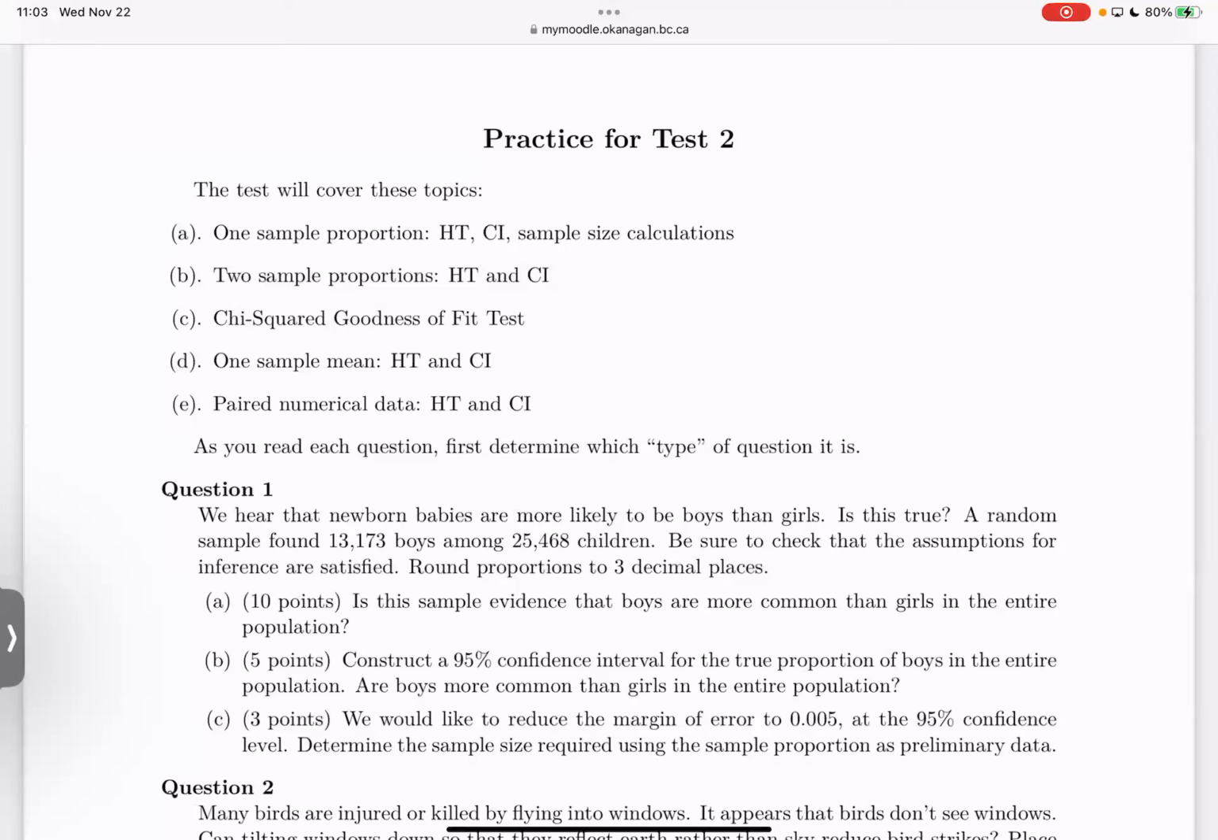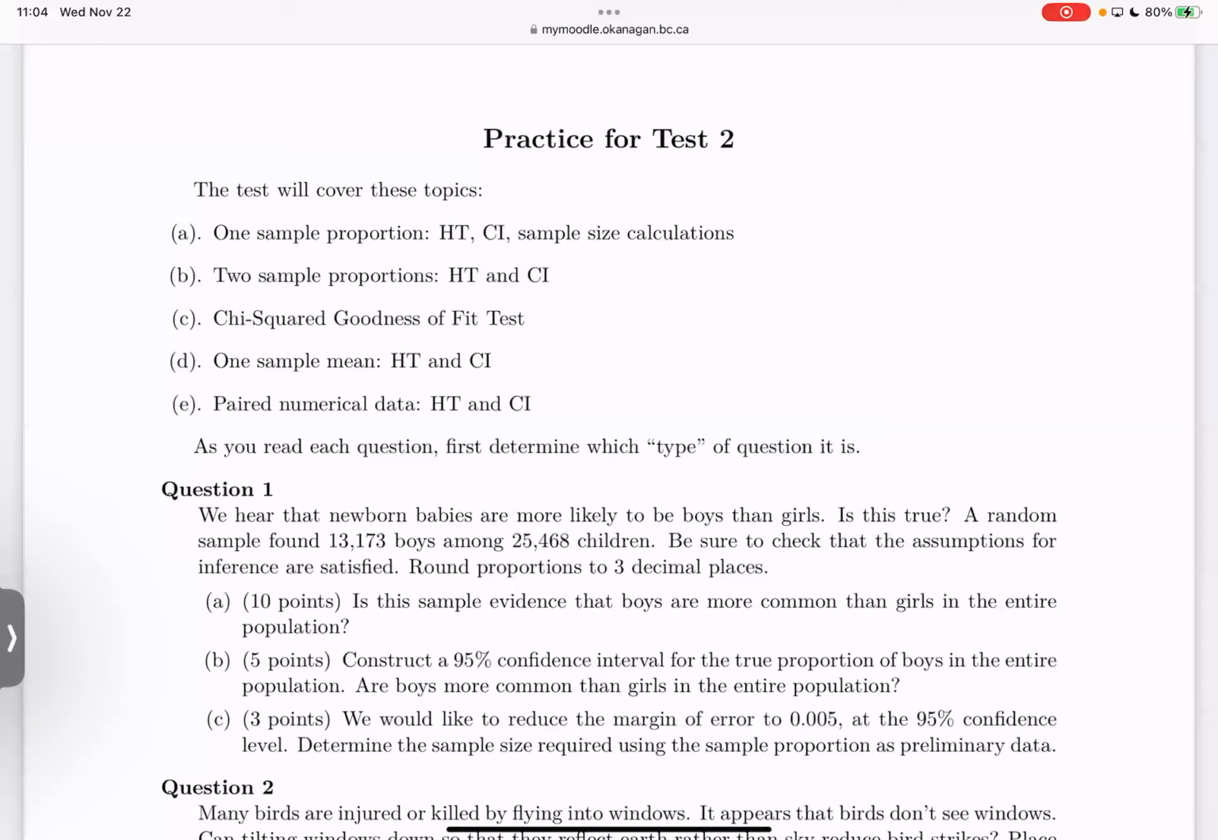One sample proportion, hypothesis testing, confidence intervals, sample size calculations. 2 sample proportions, we did hypothesis testing, confidence intervals. Chi-squared goodness of fit test is just a hypothesis test for more than 2 groups, right? One sample mean, hypothesis testing, and confidence intervals, that's just from Monday. And then paired numerical data, which is what we're going to talk about today. Hypothesis testing or confidence intervals.